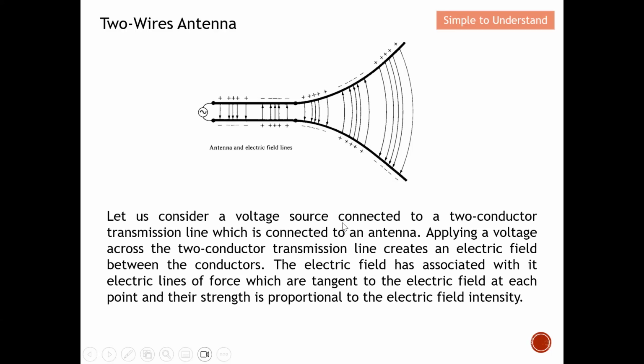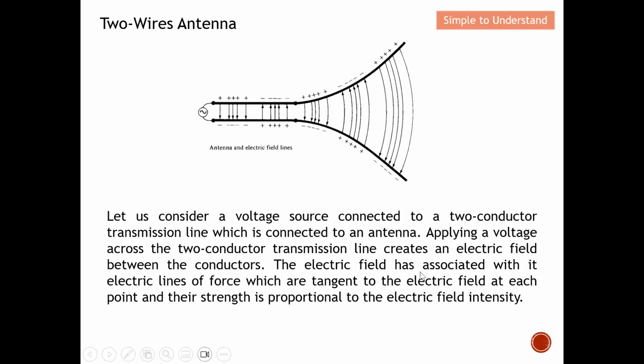A voltage source is connected to a two conductor transmission line, which is connected to an antenna. They are connected to the antenna over here. Applying a voltage across the two conductor transmission line creates an E field, as you can see from here. So you have the so-called E difference. Once you have the voltage difference, you create this E field between the two conductors.